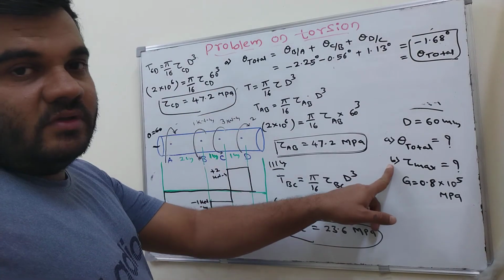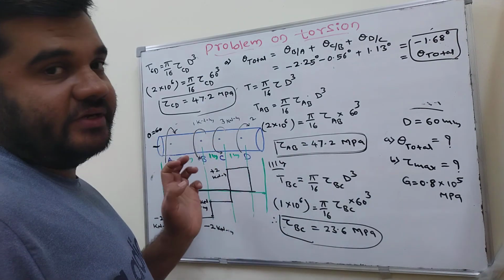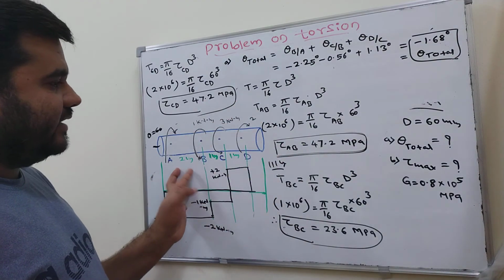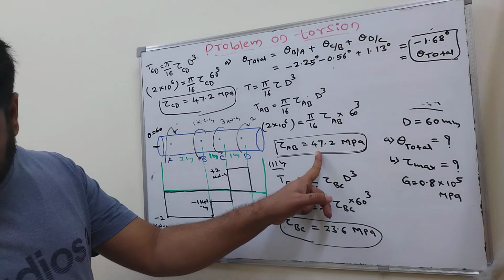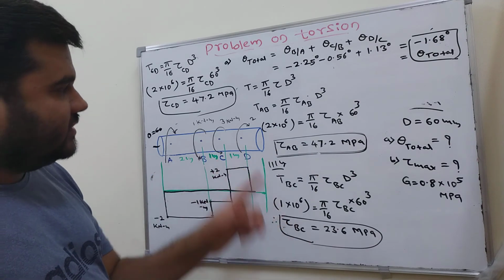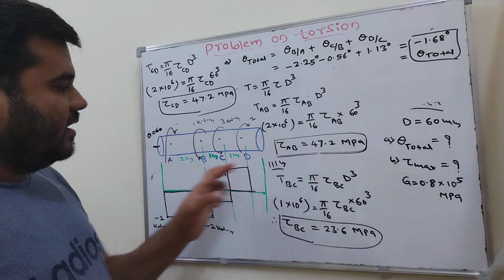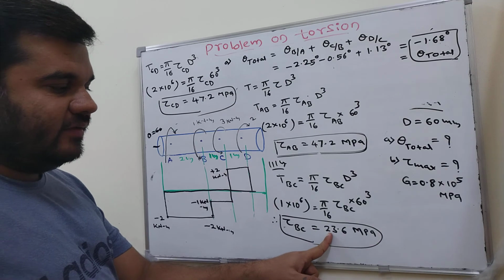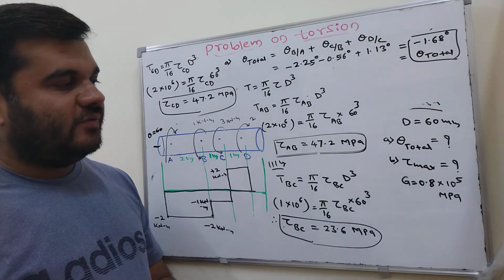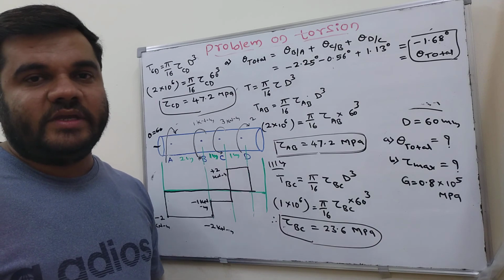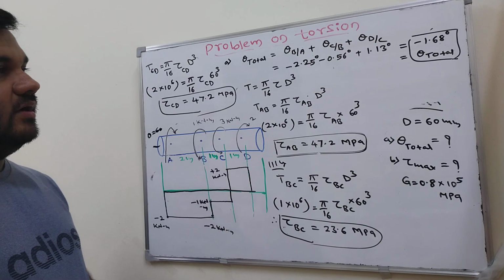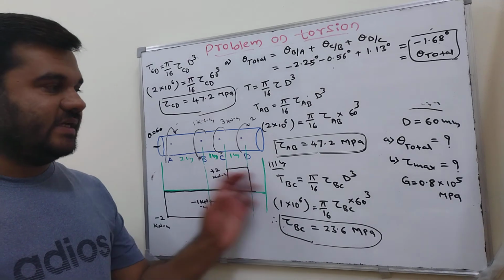He is asking for the shear stress developed at each section. So in section AB, how much do we get here? 47.2. In section AB and CD almost the same, 47.2. But in section BC, how much are we getting here? 23.6. Okay, so this is the solution for this problem. We have calculated the total angle of twist and the shear stress in each section.